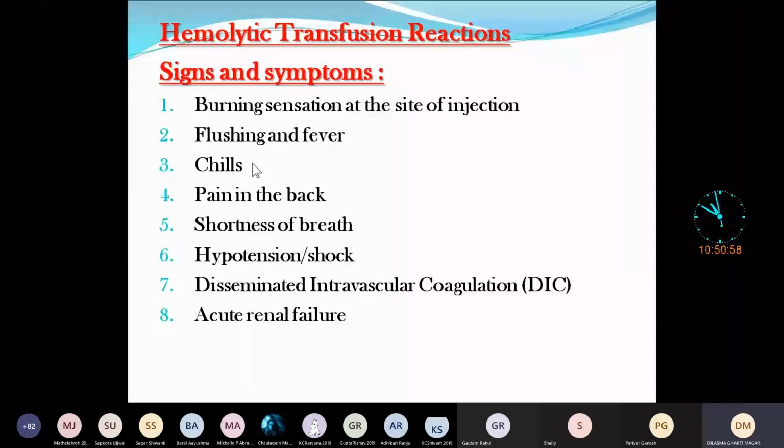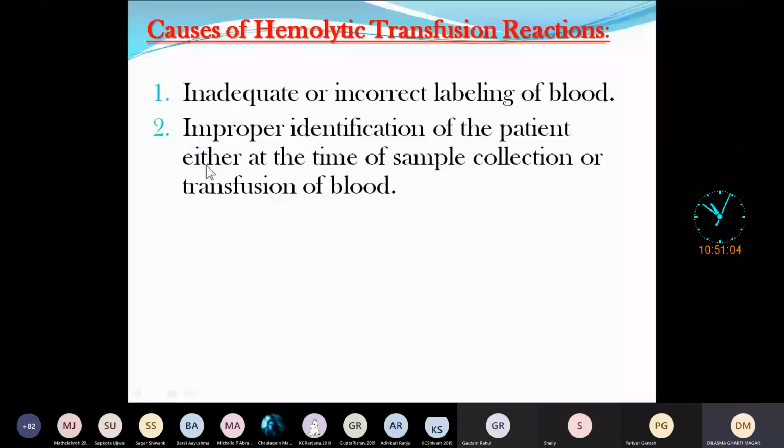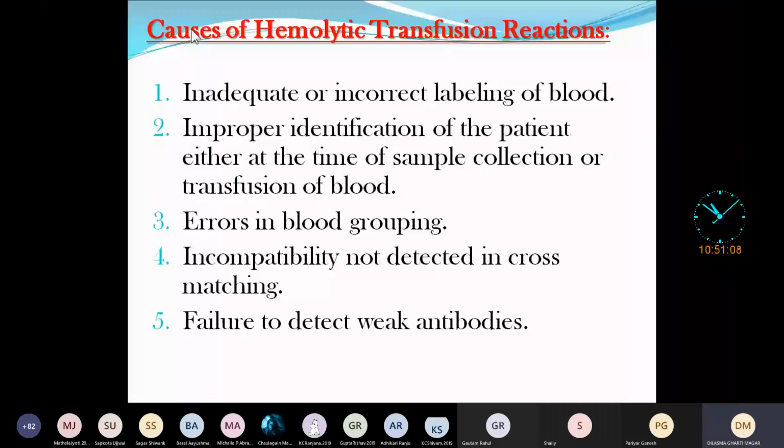Now we can see the causes of the hemolytic transfusion reaction. So it may be because of inadequate or incorrect labeling of the blood. Inadequate or incorrect labeling of the blood means, suppose in a ward there may be two patients. Suppose both the patients' names are Ram. Understood here? Example only. So Ram.